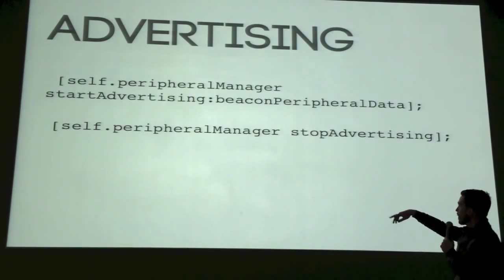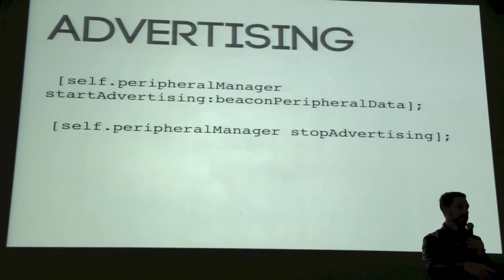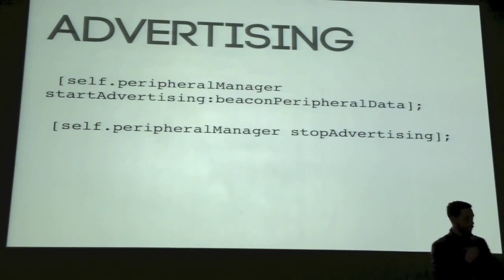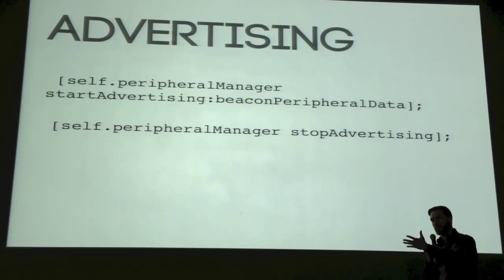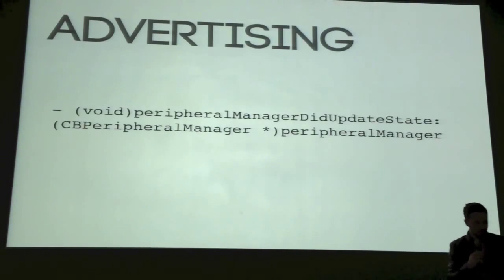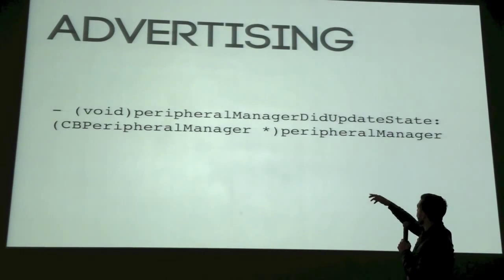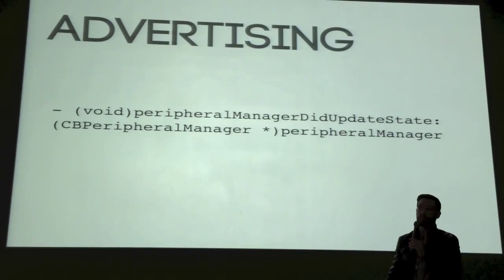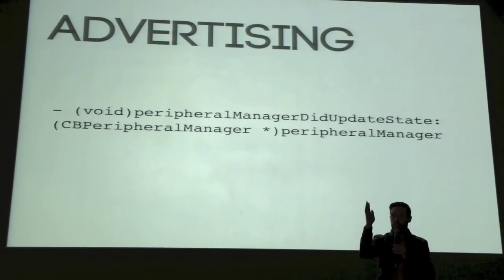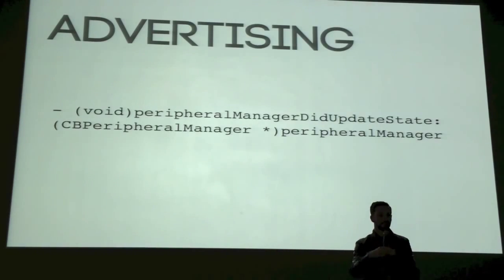There are a couple of methods that you need to know about. You can basically start advertising and stop advertising. It's pretty simple: saying, hey, I'm sending my signals out, or no, I'm turning them off. And there's another required method as part of this, called manager did update state. Basically, it's just continually listening inside of your class to see if your app is advertising a beacon signal or not. That's all it's doing.